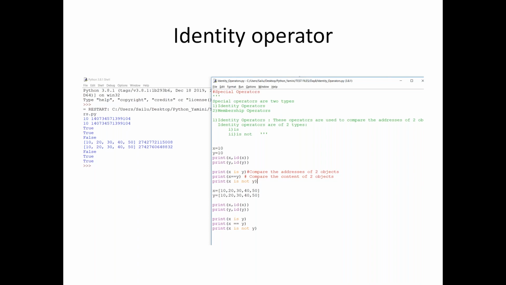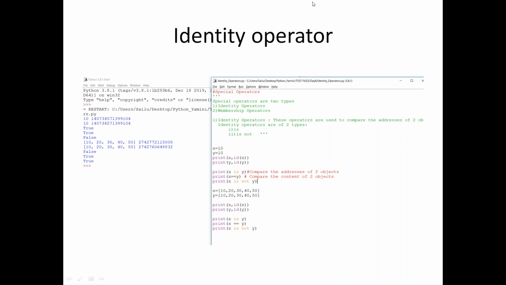Now when you see print x is y, I'm not using double equal. If I use double equal, the x value is compared with the y value, but I'm not comparing the values, I'm comparing the addresses. So x is y means the system is going to check whether the x address is equal to the y address or not.